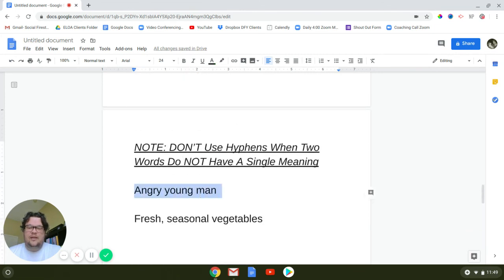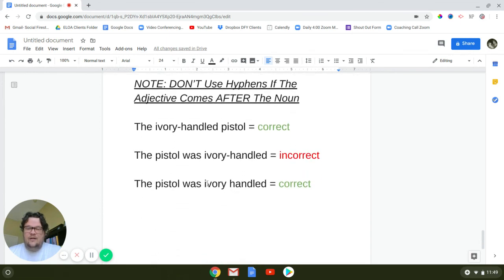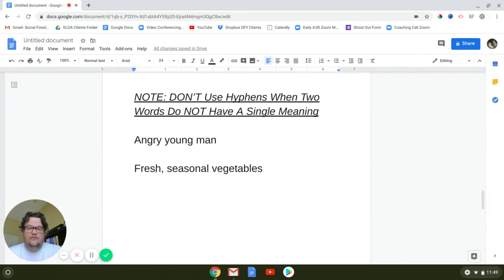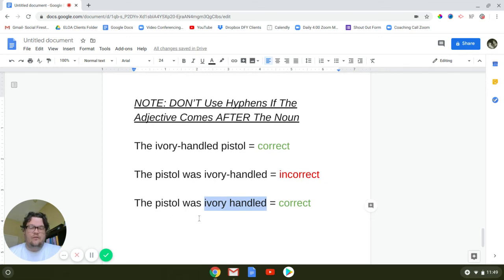Angry young man. Do I need a hyphen? Well, can I move that to the end? And the man was angry and young. See how I had to put an and in there? I don't have to put an and here. Ivory handled, right? I wouldn't say the pistol was ivory and handled, right? I do have to say the vegetables were fresh and seasonal, right? So having to add an and in there means they're clearly not being combined into a single meaning. So sometimes you can use this as a workaround to figure out which way you should actually do it, whether you need a hyphen or you don't.